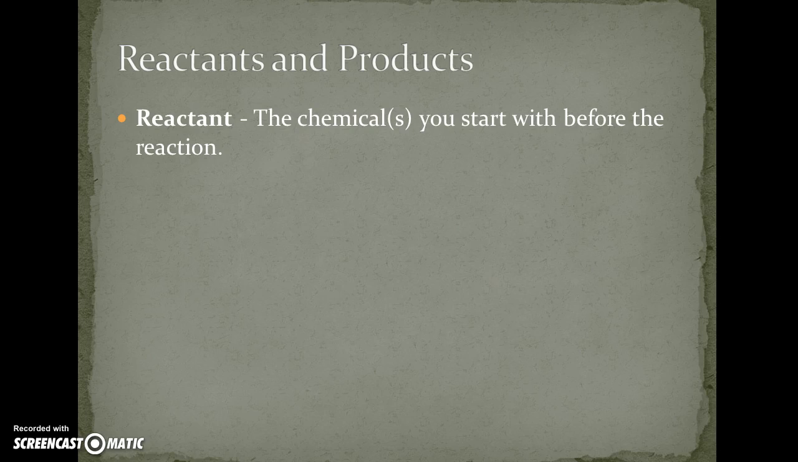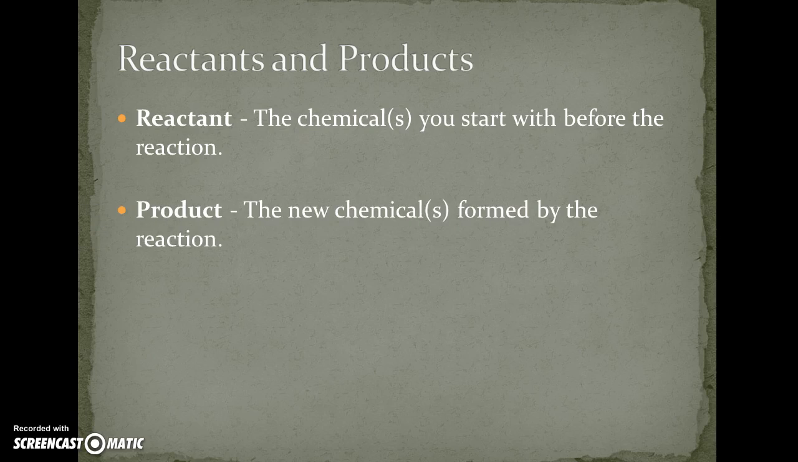So one more time, just so you have the definitions in front of you. The reactants are the chemicals you start with before the reaction. So if we were making lemonade, our reactants would be water and lemon juice and sugar, or the powder if you use powder. And then the product is the new chemical or chemicals formed by the reaction. So the product would be lemonade. If we were making spaghetti, our reactants would be sauce and noodles and meatballs. And then the product is spaghetti.